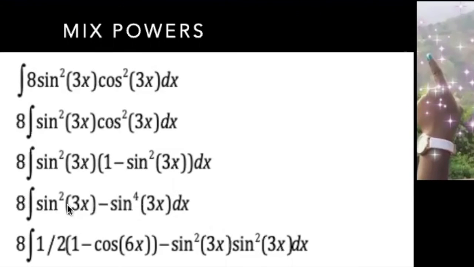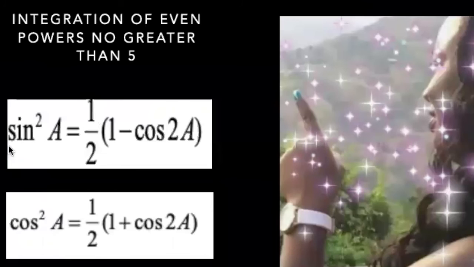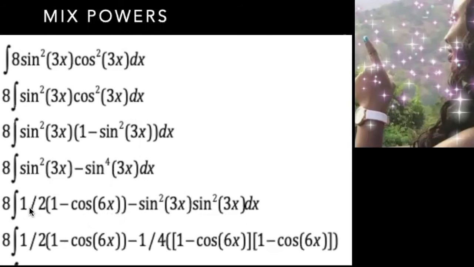We know that sine squared 3x comes from this formula: a half, 1 minus cos 2a. So we're using this formula. For sine squared 3x, the 3x becomes 6x here. So it's a half, 1 minus cos 6x.